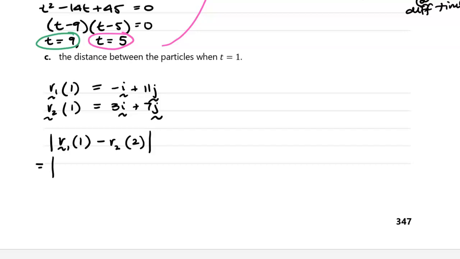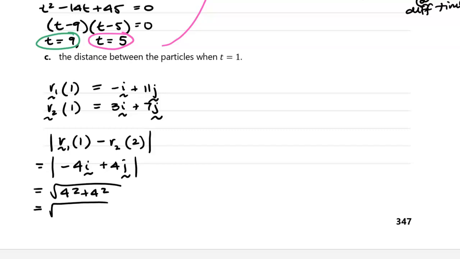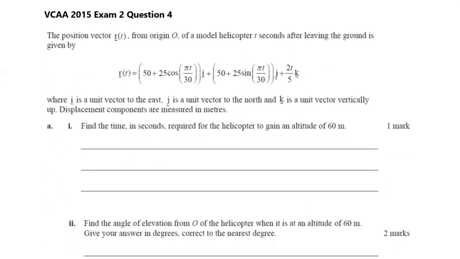So that's going to give us, if we're doing R1 minus R2, negative i minus 3i, so minus 4i. And then doing R1 minus R2, 11 minus 7, so that's going to be plus 4j. So the magnitude of that is the square root of 4 squared plus 4 squared, which is going to be root 32. So that's 2 lots of 16, so 4 root 2 units. Fab, not too hard. So let's apply this to an exam question.